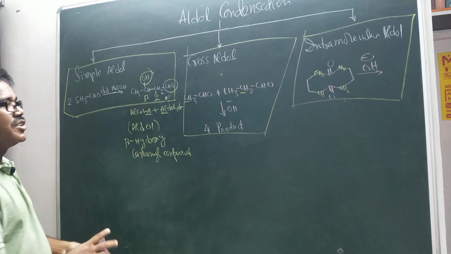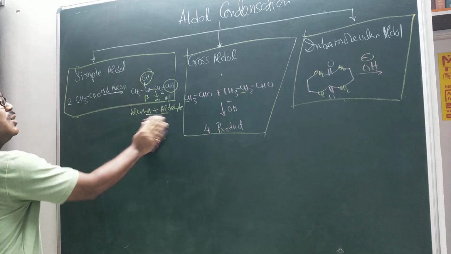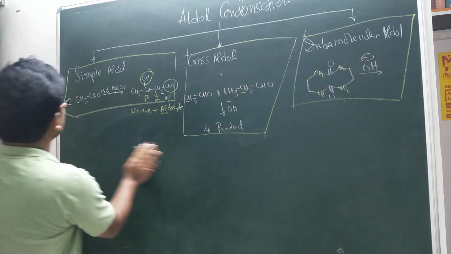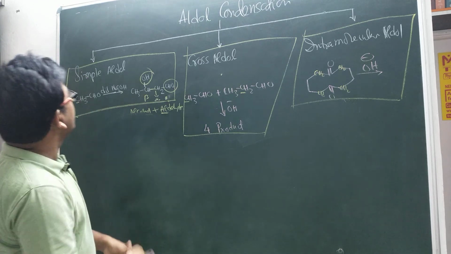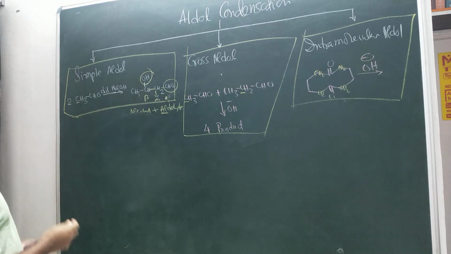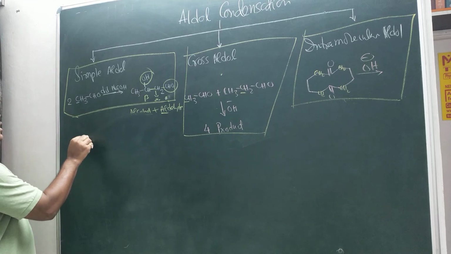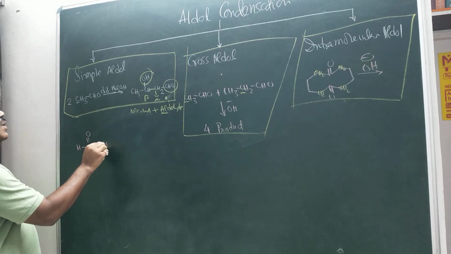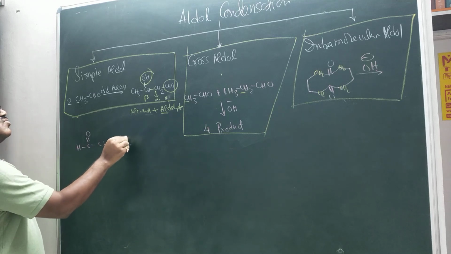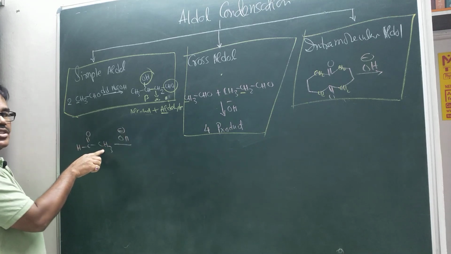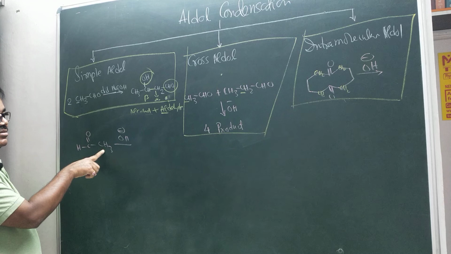Let us see how the reaction takes place. Let me explain first the simple aldol condensation. We know the alpha hydrogens of carbonyl compounds are acidic.